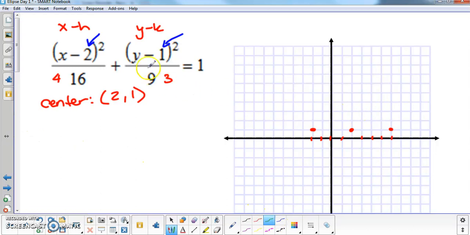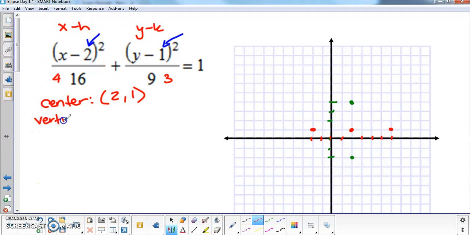Then I'm going to take this one right here. The 3 is underneath my y, so that means I'm going up and down, because my y-axis is up and down. So I'm going to go 1, 2, 3, and 1, 2, 3. Okay? So I'm going to go ahead and mark what these are.